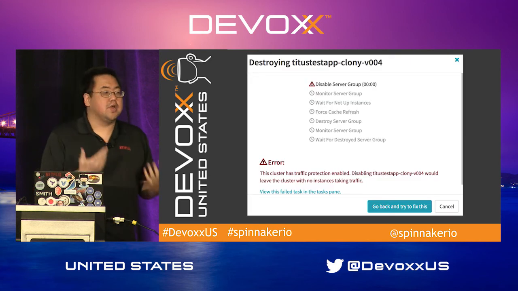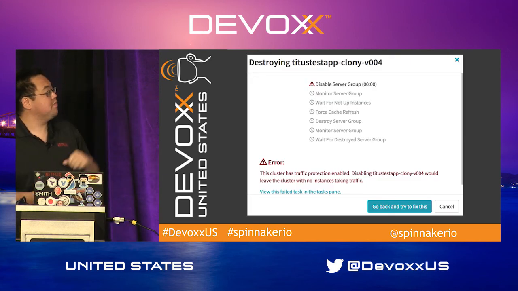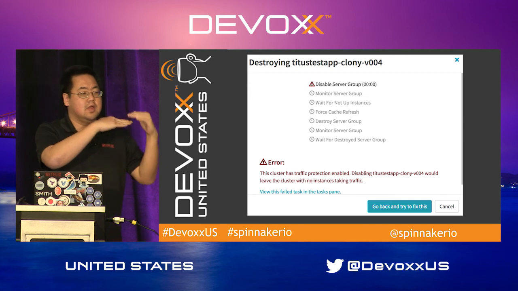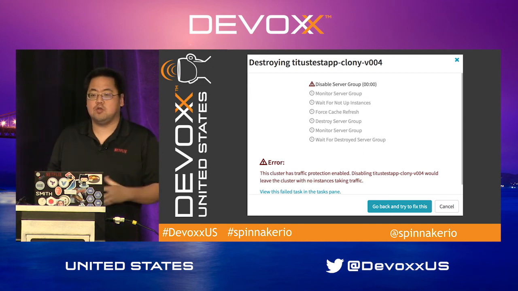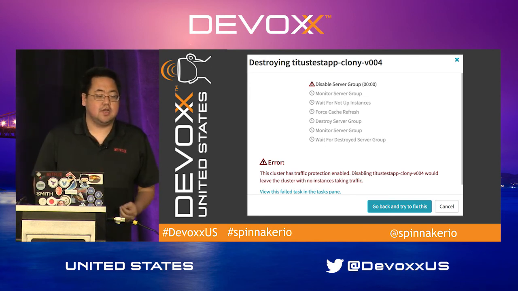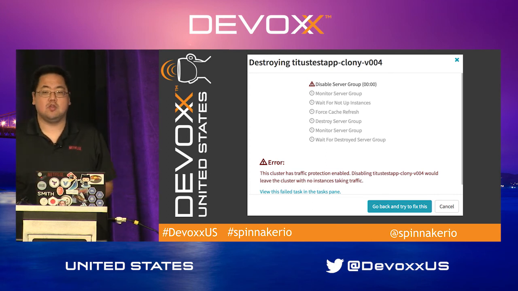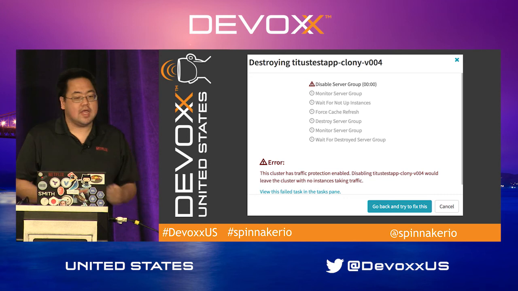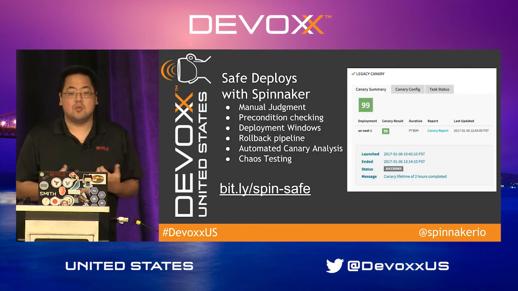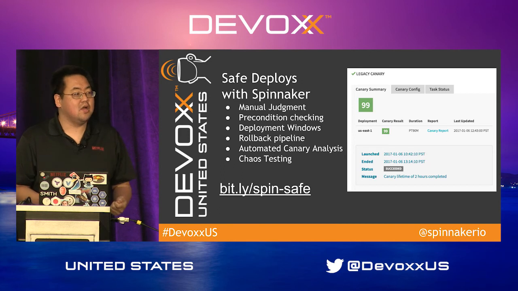So if you try to run this step manually, you'll see that a traffic guard has been enabled on this last server group, and instead of allowing this step to go through, what Spinnaker is going to do is protect that resource. If you try to run this as part of a pipeline, your pipeline will fail. So that's one of the several safety features that are built within Spinnaker. And there are many more, and they're available to you right now if you start deploying your containers using Spinnaker.